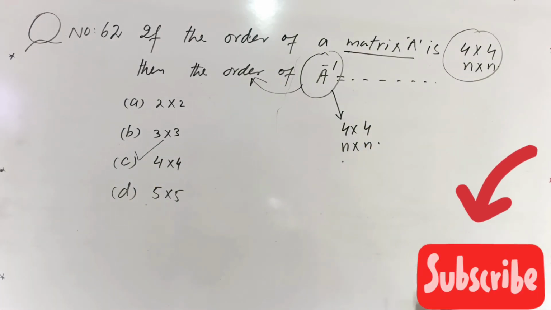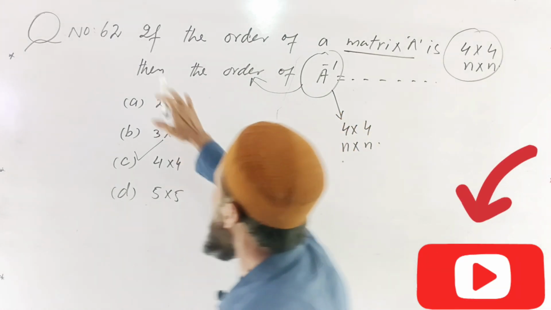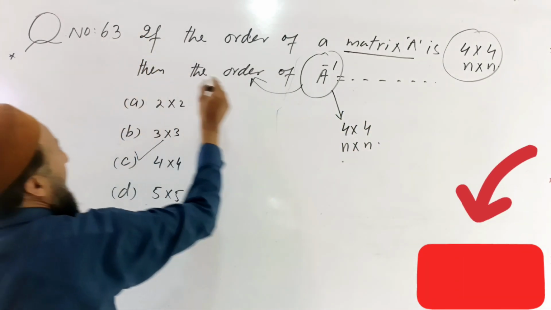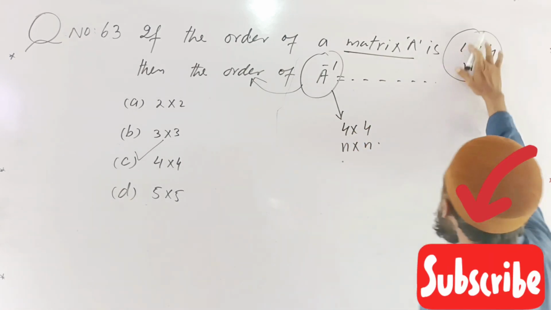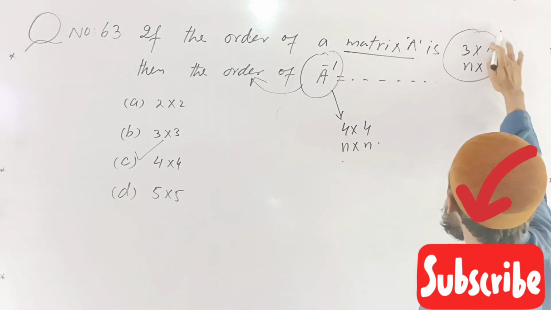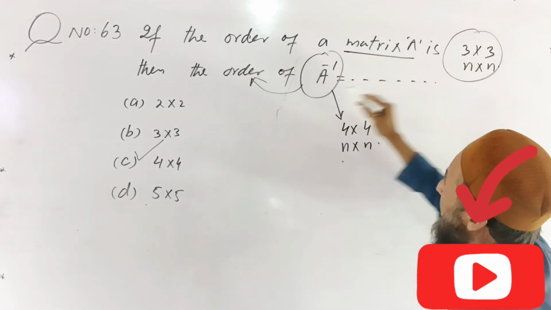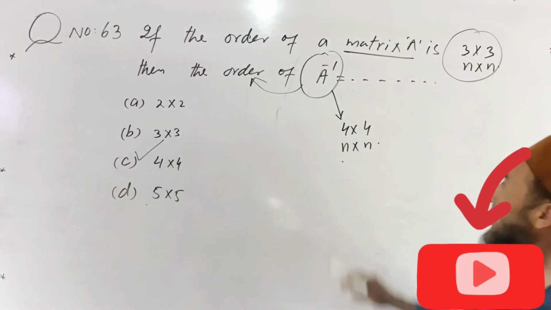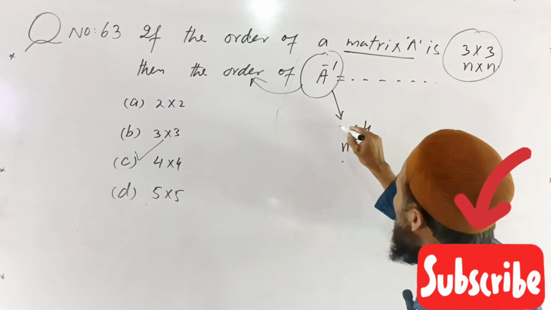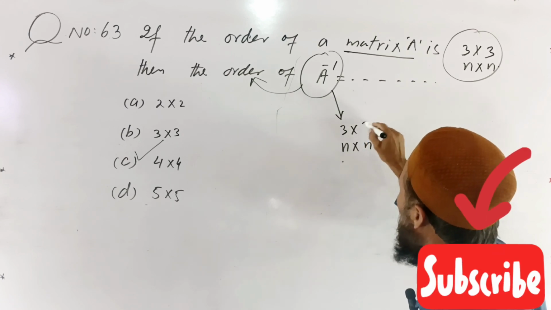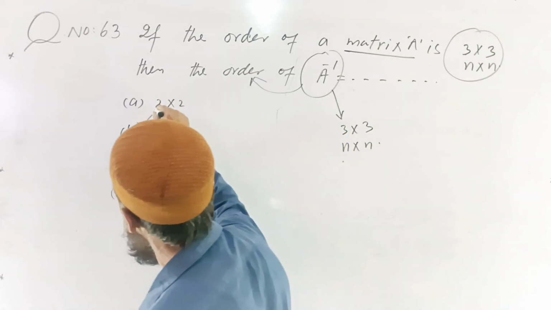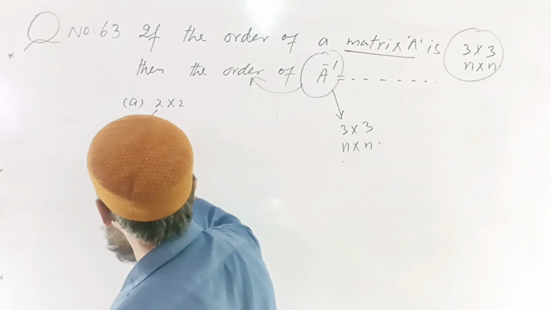If we change the same question, 63 MCQs, if the order of a matrix is 3 cross 3, then the order of A inverse is also 3 cross 3, so there will be no effect on the order. So in this question we will get the answer 3 cross 3.